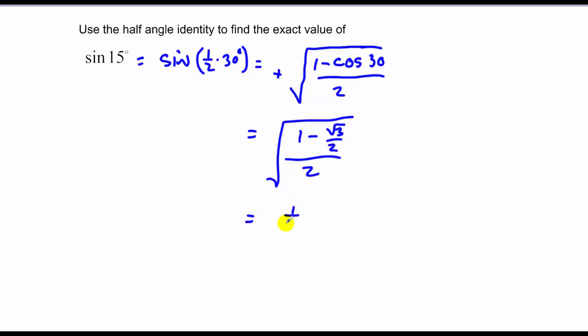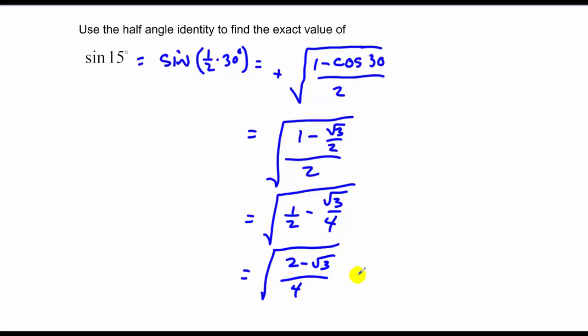Multiply by the reciprocal, and I get a half minus root 3 over 4, all in a radical, which is 2 minus root 3 over 4, all within a radical. Square root of 4 is equal to 2, so that's the root of 2 minus root 3 all over 2.